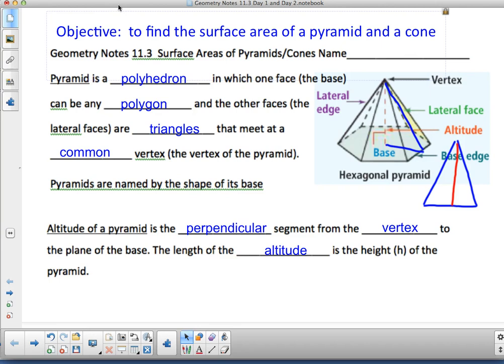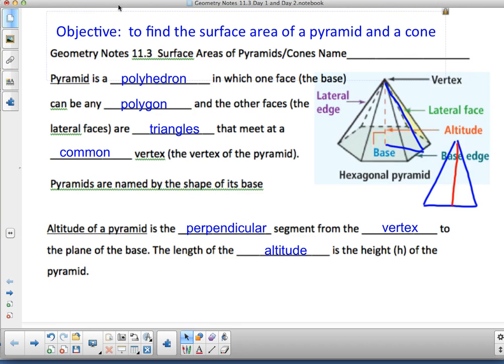Pyramids are named by the shape of their base. I'm going to let you guys get this stuff down. We will take about a page and a half worth of notes, and it's all about basic vocabulary and property information. The objective: to find the surface area of a pyramid and a cone. So this is Geometry Notes 11-3, our Day 1 version of these notes.